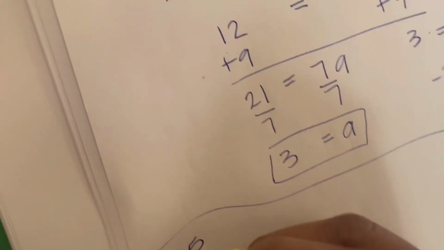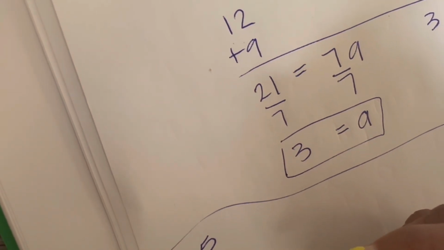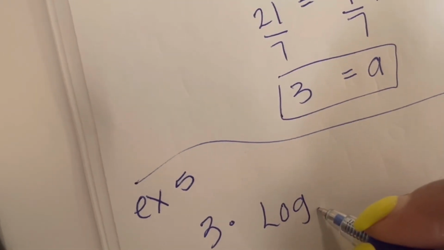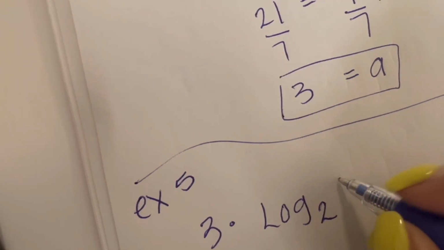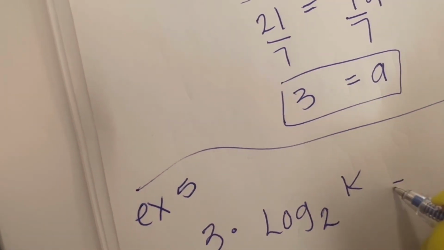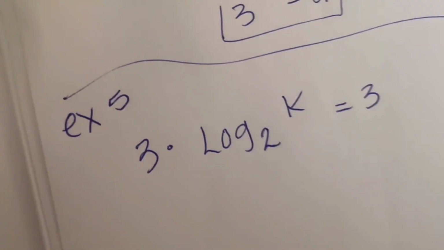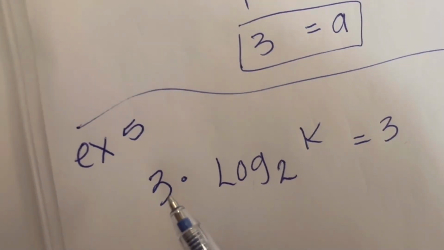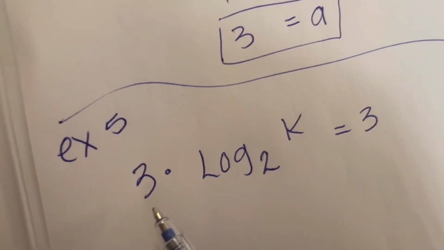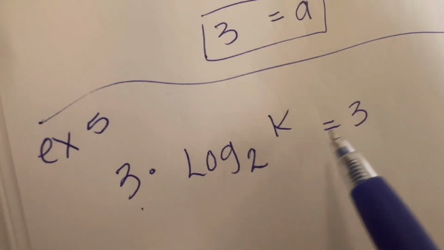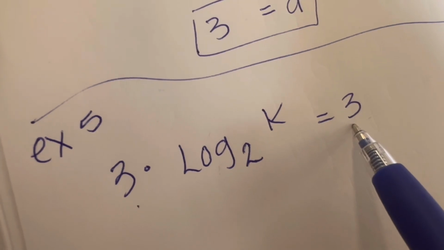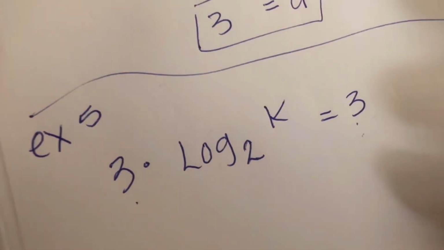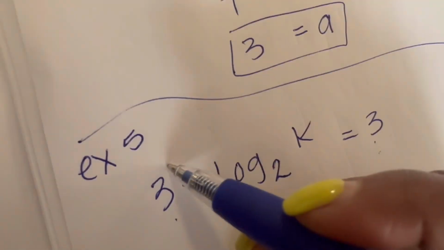Example 5. Say you have 3 times log base 2 of k equals 3. You're like, this looks crazy, right? Well, make sure you use your power property. You can't really work with this because of this random 3. You could divide this by 3. Let's try another way as well. That way you can see both ways.